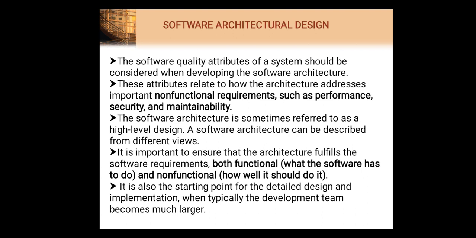Now while developing the software architecture, we need to consider the different software quality attributes. What are they? There are two types we need to consider: the functional requirements and the non-functional requirements of our software system. Non-functional requirements are, for example, the performance of our software, what security we need to provide while developing the software, and the maintainability of our software. So these attributes relate to how the architecture addresses the functional as well as the non-functional requirements.